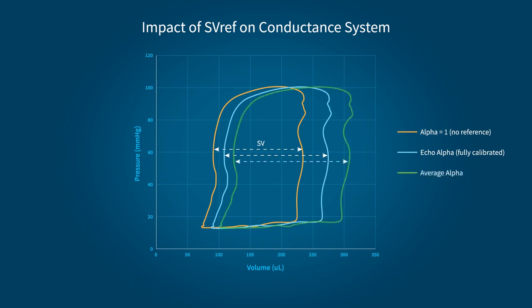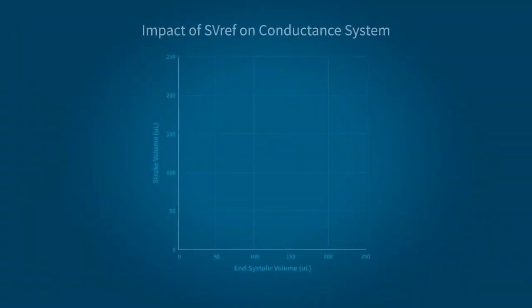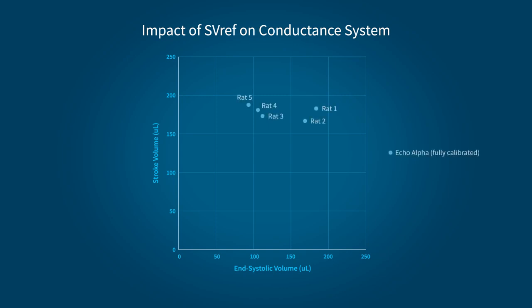Using the average alpha value results in an overestimation of volume for this animal, but the results are variable between animals. Now, if we look at the impact of these two decisions across our same group of 5 animals, you can see that compared to a fully calibrated system using echo, here, eliminating the calibration factor results in an underestimation of stroke volume, on average 39 microliters, across the 5 animals. And again, in the instance of using an average value, the resulting stroke volumes are different from the results of a fully calibrated system, but generally remain in a similar measurement range.